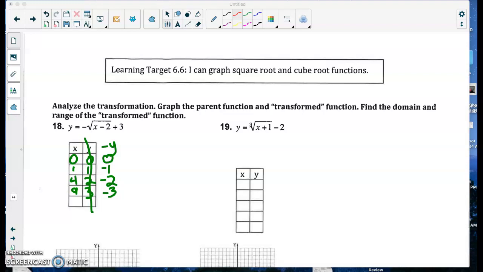Hi everyone, this is our last part of the Chapter 6B review for our test. We have 3 problems left to do. We're looking here at number 19.